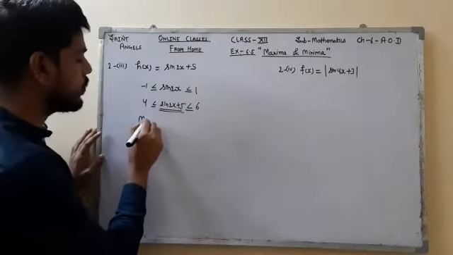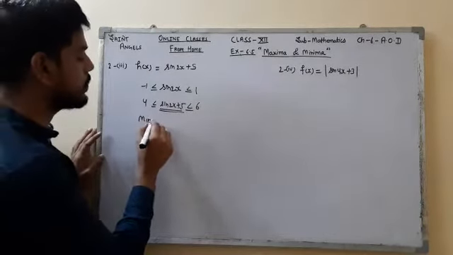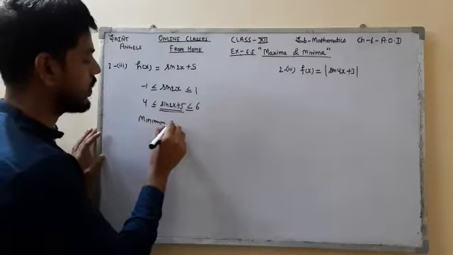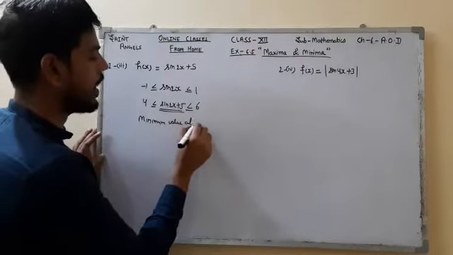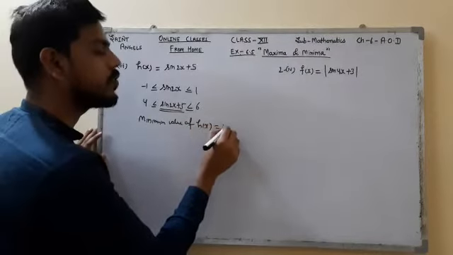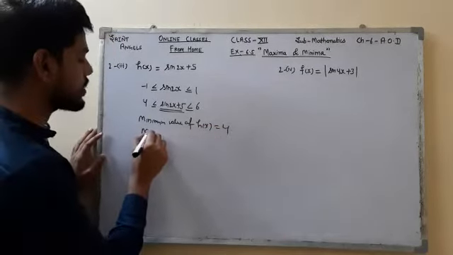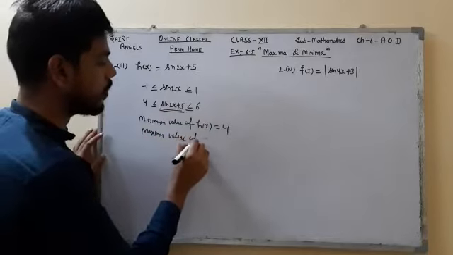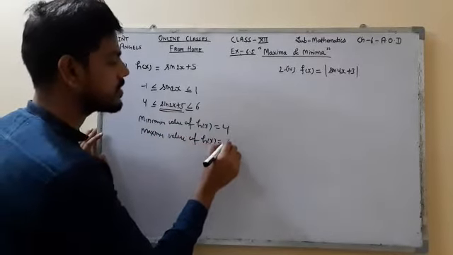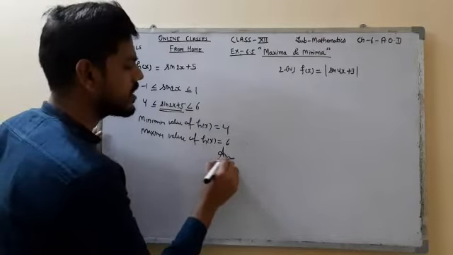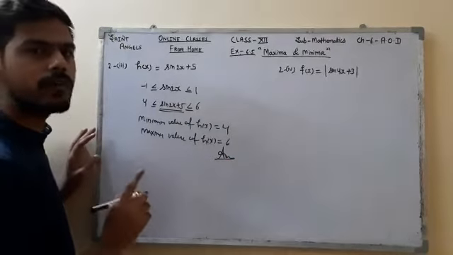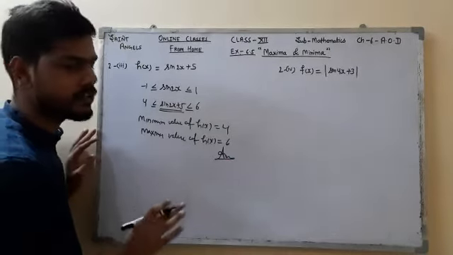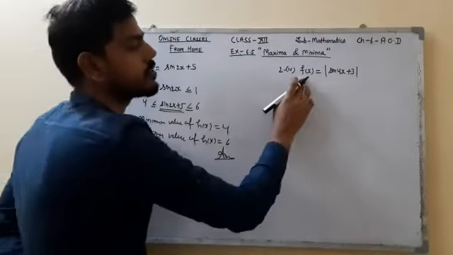So the minimum value of hx is 4 and the maximum value of hx is 6. Answer. You will get such kinds of questions as optional 1 mark questions, so no need to take tension over that. Now look at the fourth part.